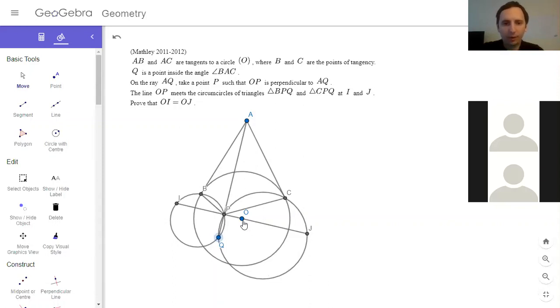It feels like power of a point, right? Because OP times OI is the power of O with respect to that circle, and OP times OJ is the power with respect to the other circle. So we want to show O has the same power with respect to both circles.